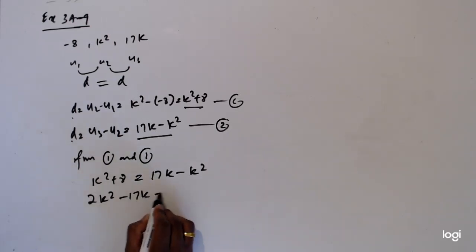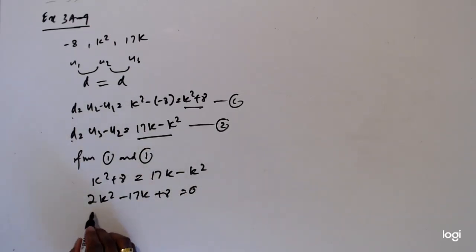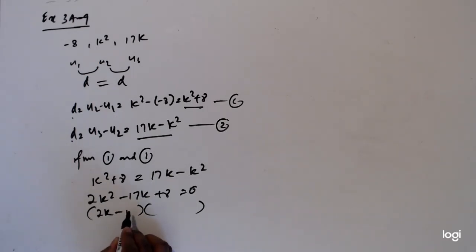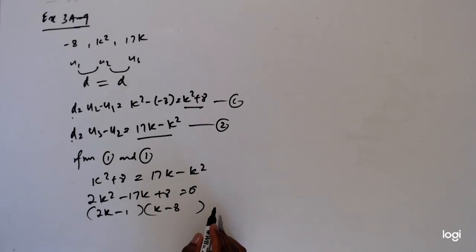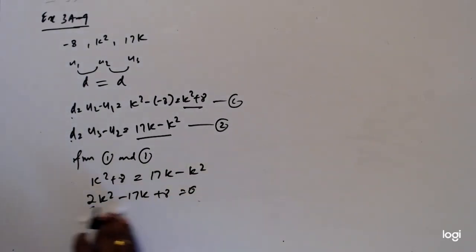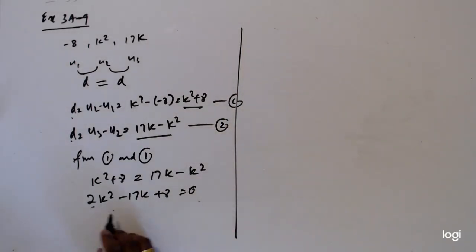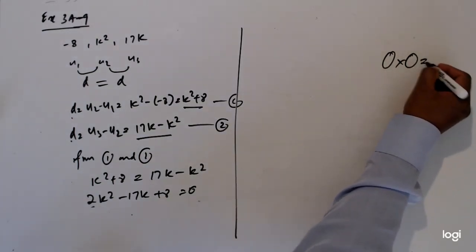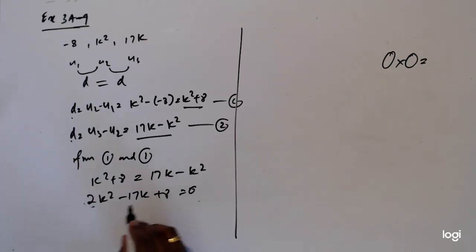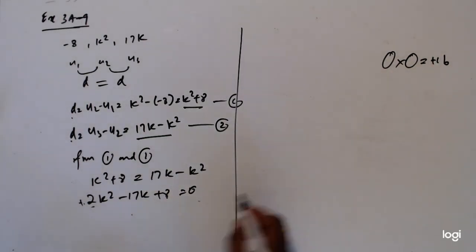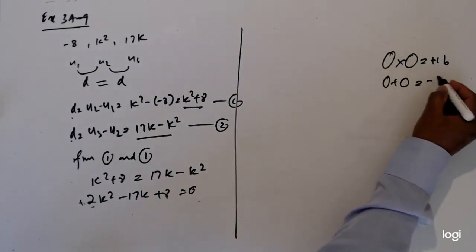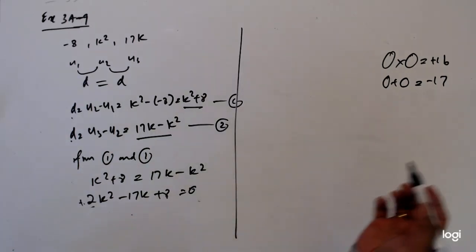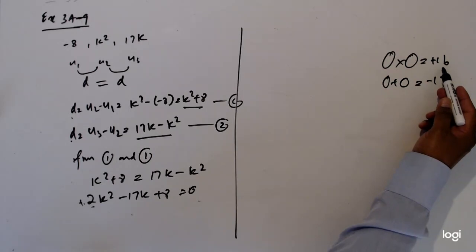Quadratic equation: 2k square minus 17k plus 8 equals 0. So we should bracket out 2k minus 1 and k minus 8. Revise again: 2k square minus 17k plus 8. So we need two numbers. When you multiply, you want to get 8 times 2, plus 16. And when you add those two, you get minus 17. So then we have to break 16.